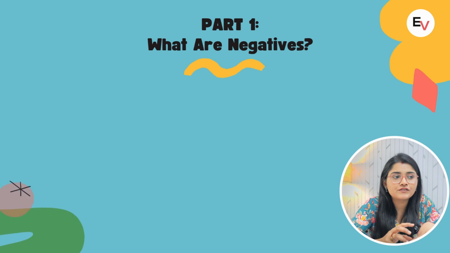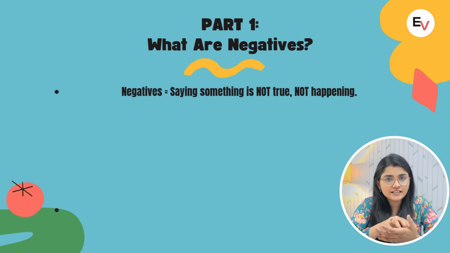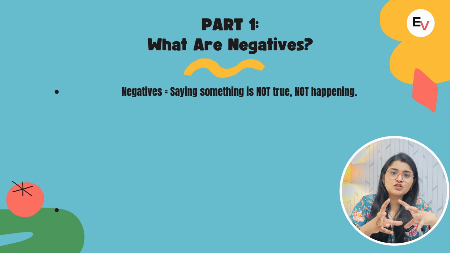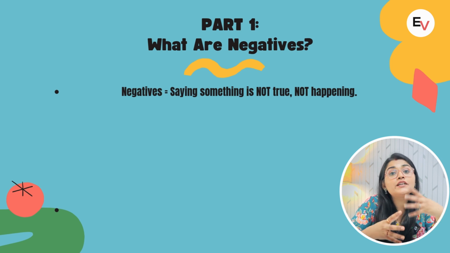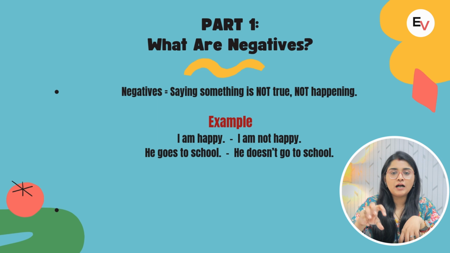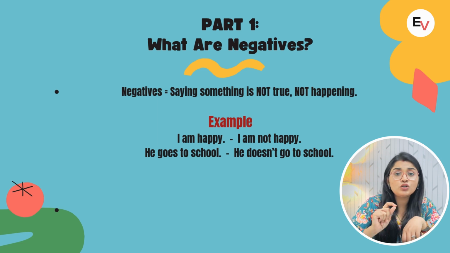What are negatives? What even is a negative sentence? In simple words, negative sentences are used to say when something is not true, when something is not happening, or when something won't happen in the future. For example, "I am happy" will become "I am not happy." "He goes to school" will become "He does not go to school."